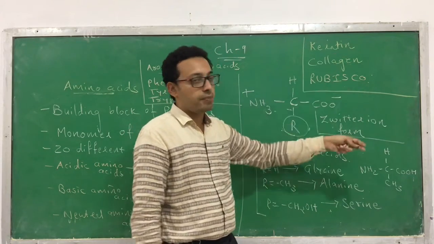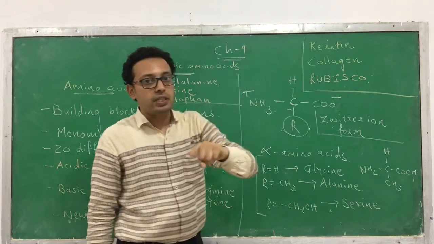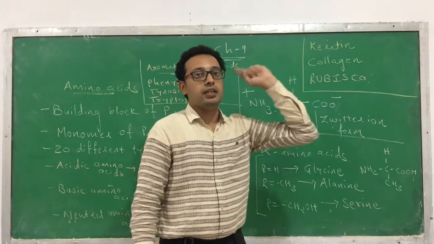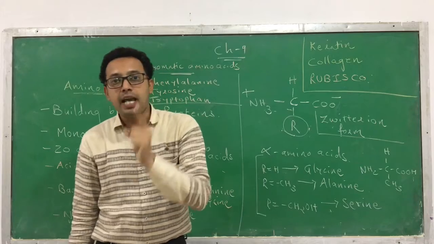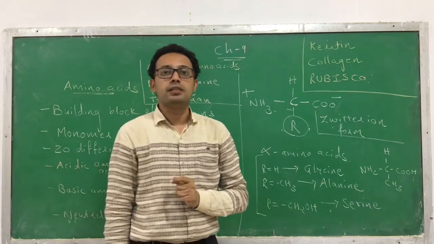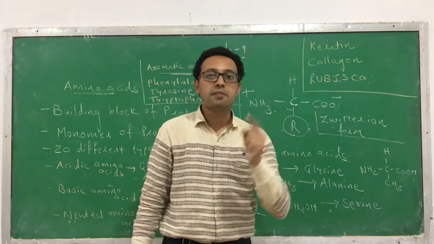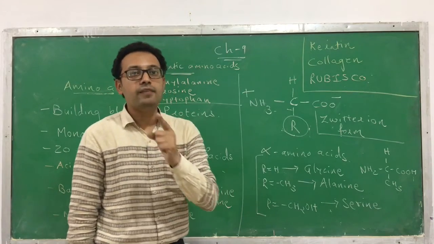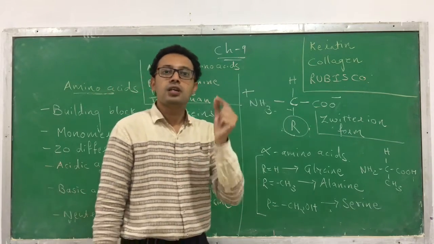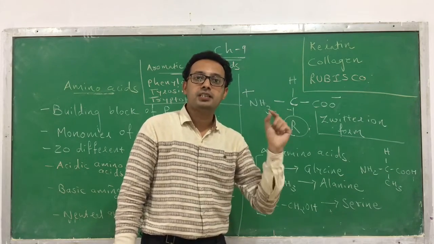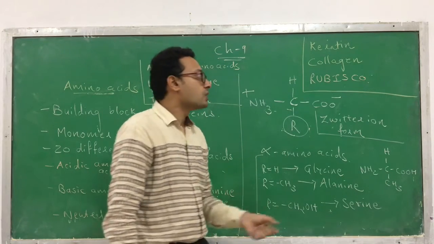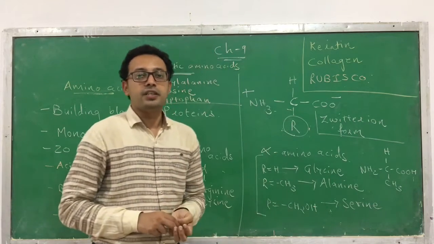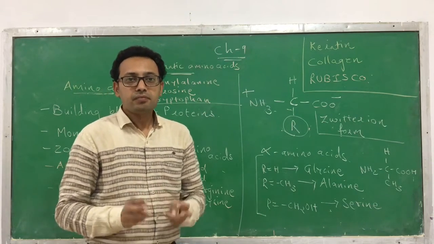So I repeat: keratin is a protein that is not soluble in any solvent. Collagen is a protein that is abundantly found in animals, and Rubisco is a protein that is abundantly found in plants. The full form of Rubisco is ribulose biphosphate carboxylase oxygenase. So that is about the different types of protein.